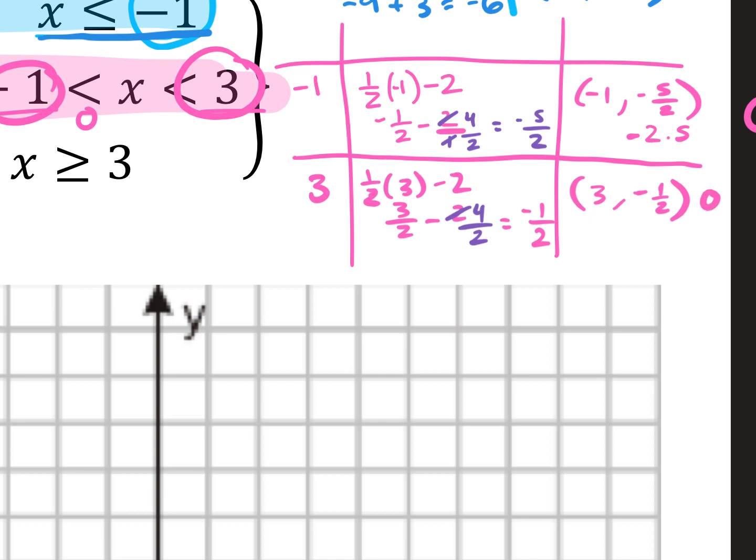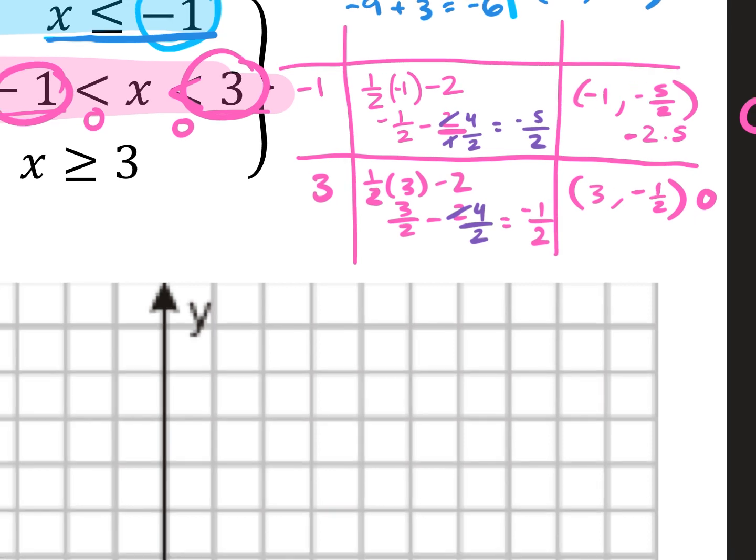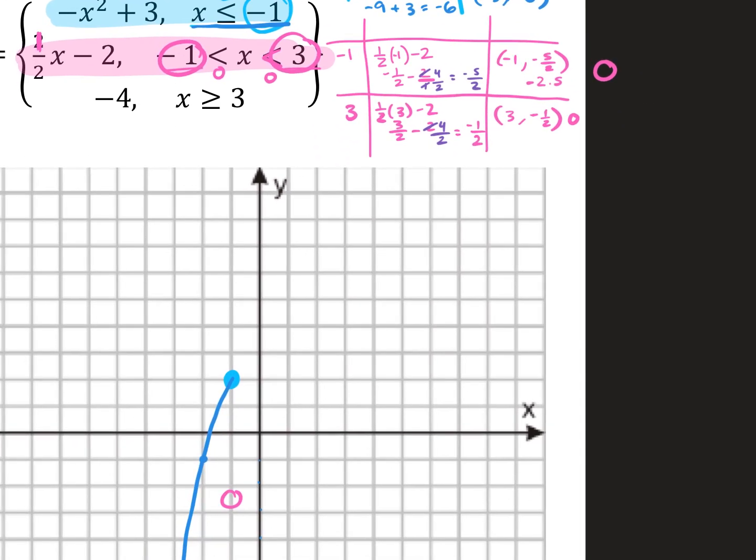Do I have an open or closed circle at this point? Open circle. Since it's a key point, it also had a less than sign, so we put an open circle. So I'm going to go to the right 3 and down 1/2. Now that we have 2 points, we can just connect our 2 points with a line. Any questions there? Ready for the third part?